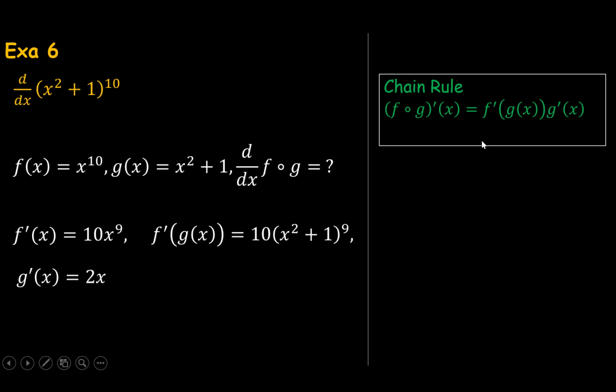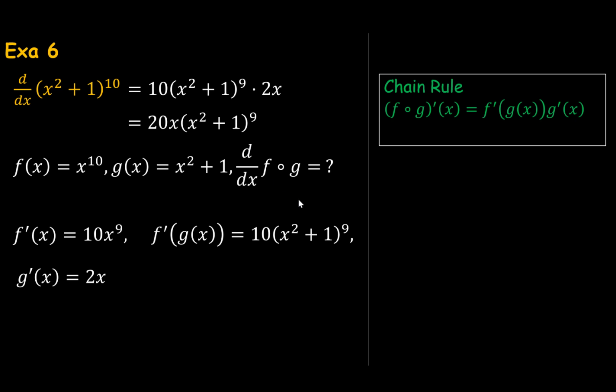And now you just apply the formula to here. So f prime of g(x) times g prime. So this times that. Okay? And then just to simplify the algebra, you can multiply 10 by 2x, and that gives you 20x. Okay? And then (x squared plus 1) to the 9th. So that's the answer. Okay?